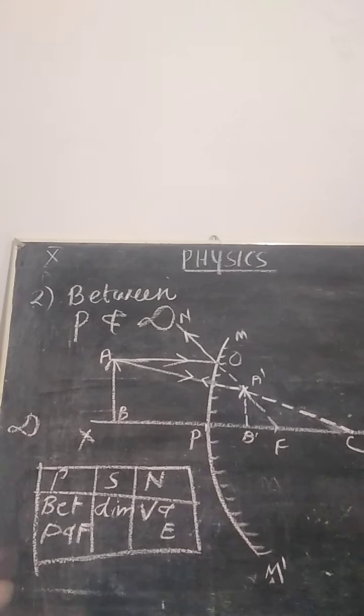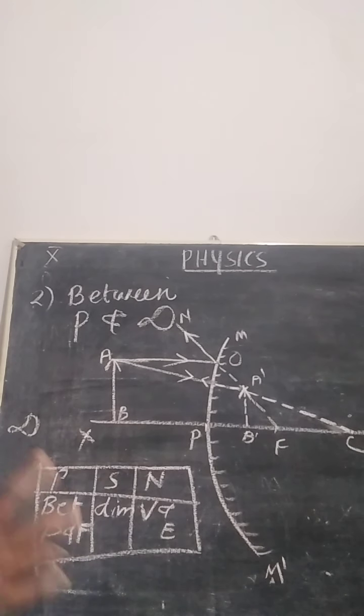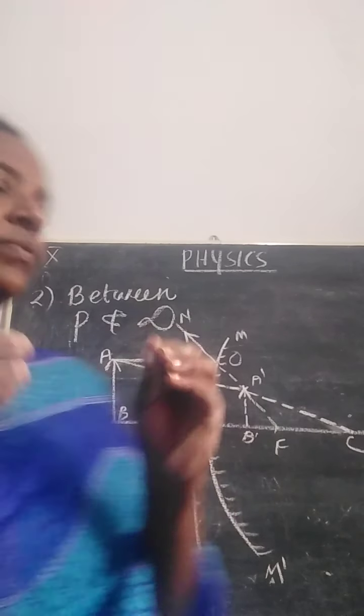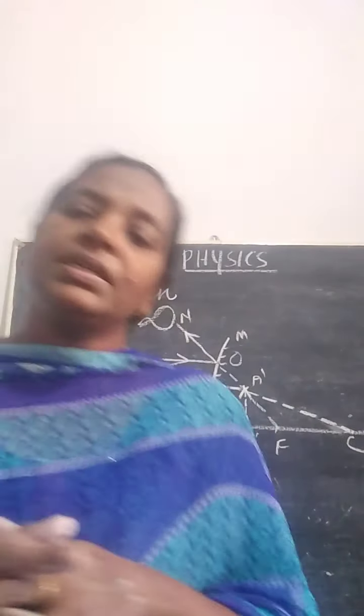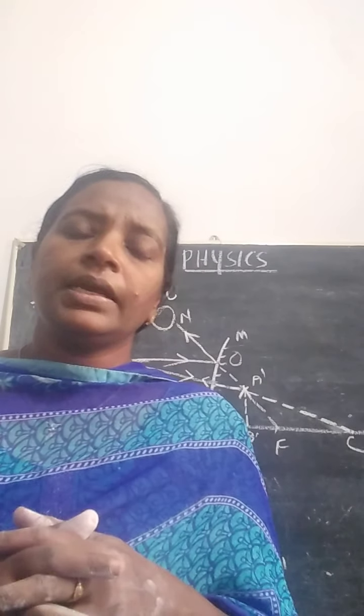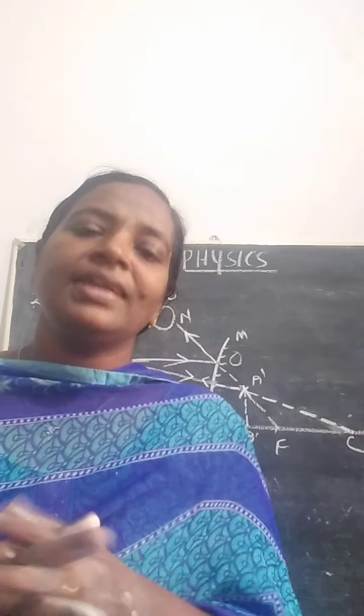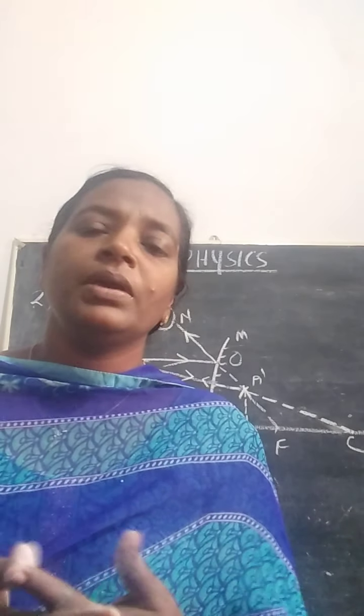So with this we completed. On page number 167 you can see two ray diagrams, and in a box you can see two positions of the object and two positions of the image, and the details about convex mirror image formation. So there are only two cases. In the first case we will keep the object at infinity, and in the second case we will keep an object anywhere between P and infinity.